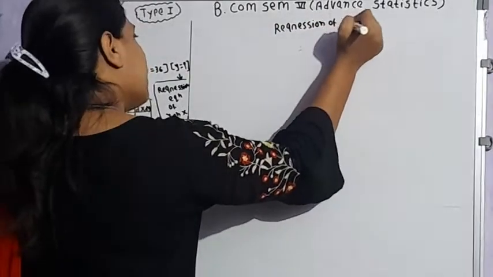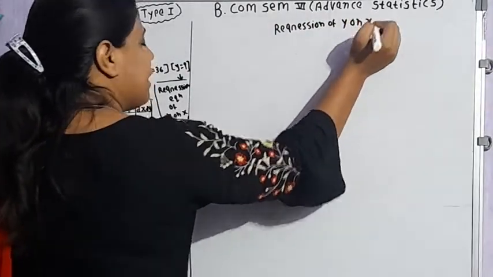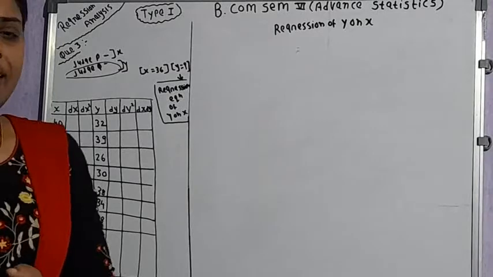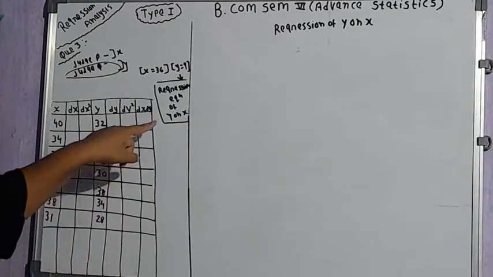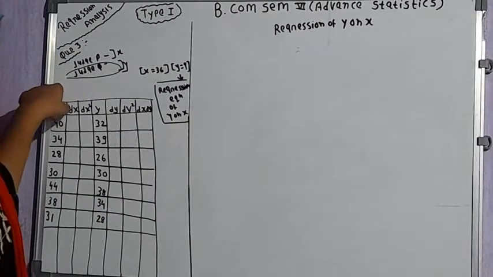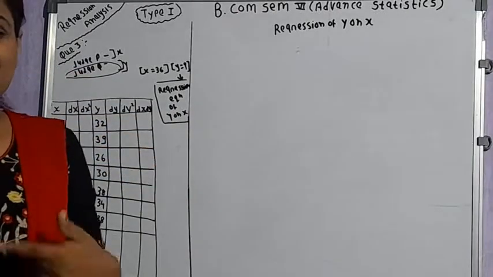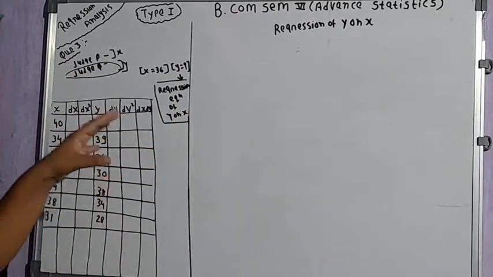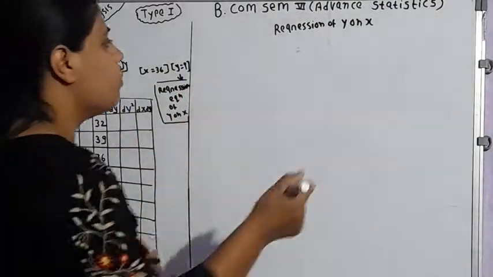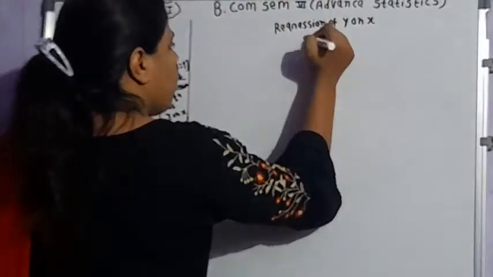Regression coefficient of y on x. Why are we directly starting with y on x and not x on y? We are directly starting with y on x because here we have to find out the value of y. Y means the marks given by judge Q to the 8th participant. Okay, that we have to find out. That is why we are directly going for the regression coefficient of y on x.